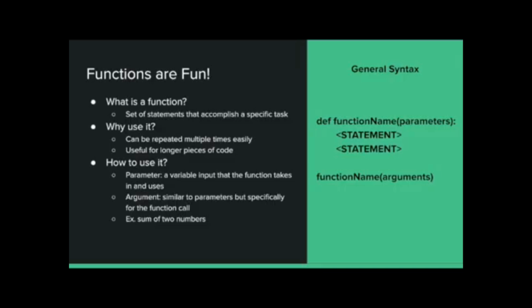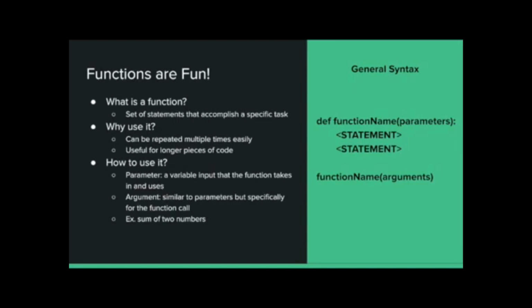Parameters are just any variable that the function takes in as an input and can use. Your function doesn't always need a parameter, but it's useful if you want to use one. And then when you call the function, you just put the function name and then the arguments. Arguments are very similar to parameters, but they're specifically for the function call. The main difference is that parameters are kind of like a placeholder of what variable you're inputting, but arguments are the actual values that you're trying to input.